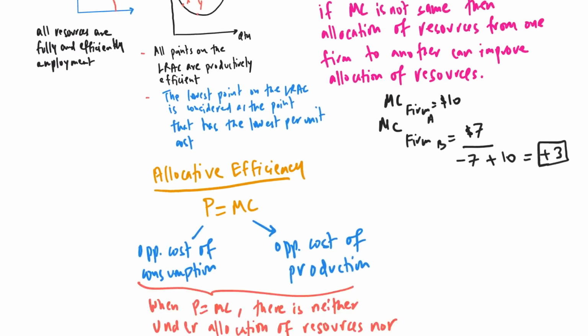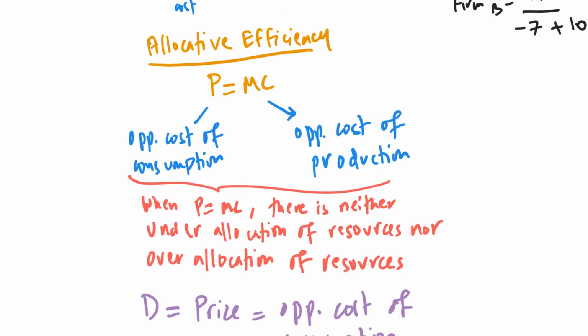This brings us to the next point, which is allocative efficiency. The condition for allocative efficiency is that P must be equal to MC. Why? Because P is the opportunity cost of consumption, and MC is the opportunity cost of production.